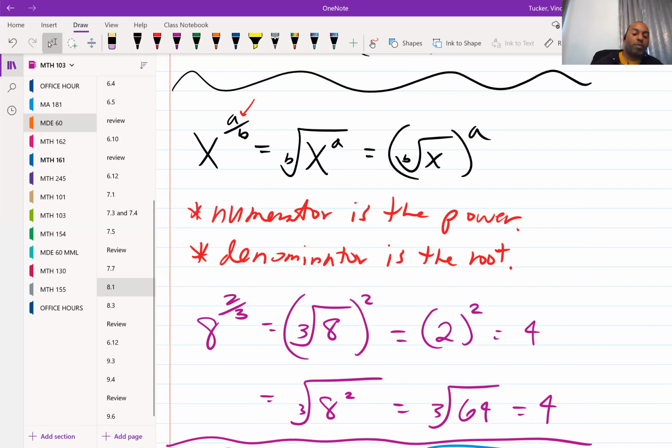The second one, I decided to apply the square first and then the cube root. So 8 squared is 64, cube root of 64 is 4. So either way, you'll get 4. Just gotta make sure you apply it properly. Let your denominator be your root, numerator being your power. Any questions?